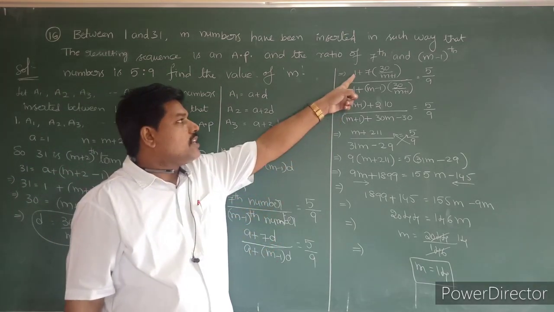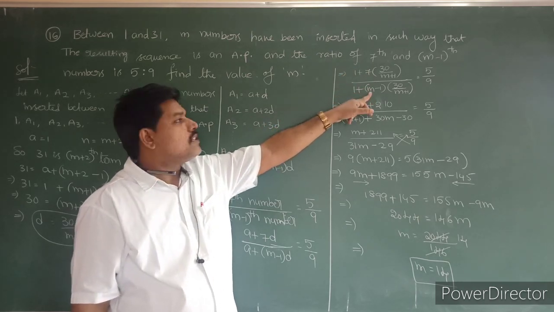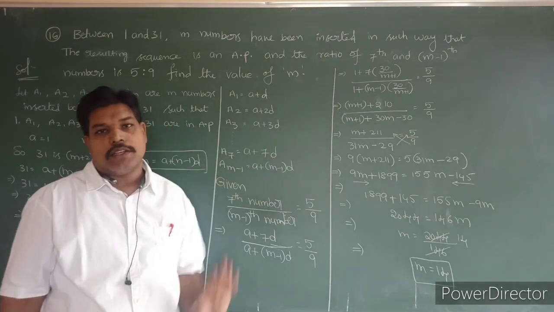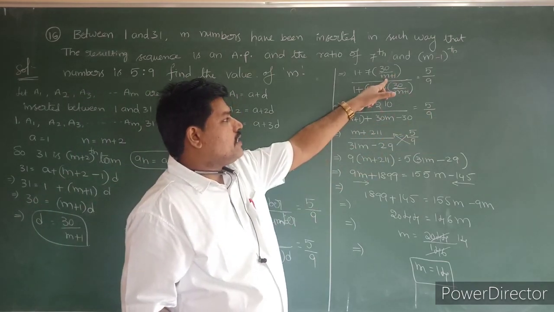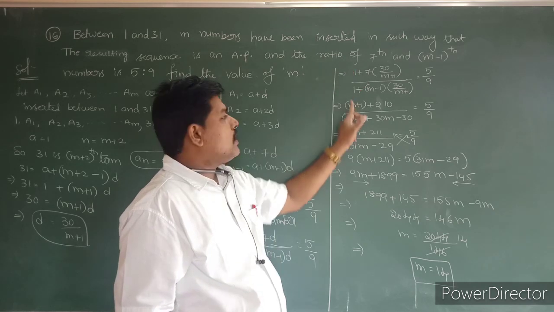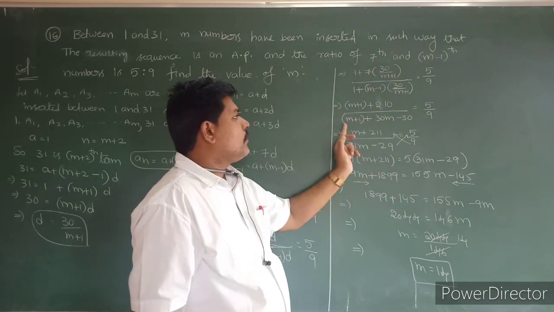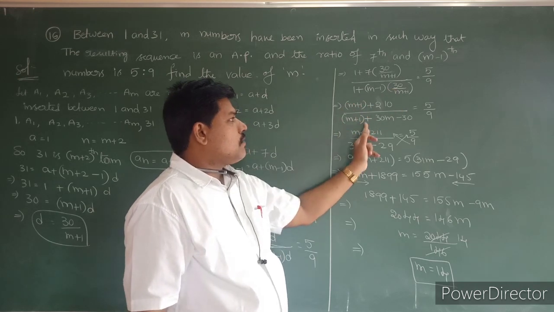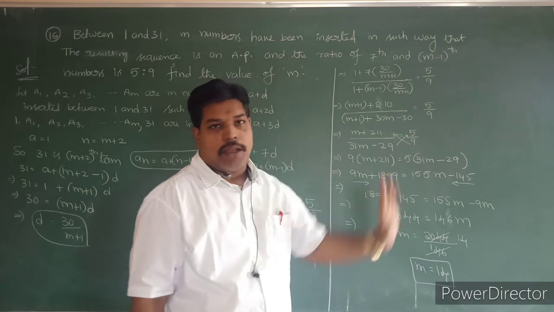So replace the values here: 1 plus 7 into 30 by m plus 1, by 1 plus m minus 1 into 30 by m plus 1. So that is equal to 5. So take the m plus 1 LCM here. m plus 1 into 1 is m plus 1, plus 7 into 30 is 210, by m plus 1 into 1 is m plus 1, plus 30 into m minus 30 is equal to 5 by 9.